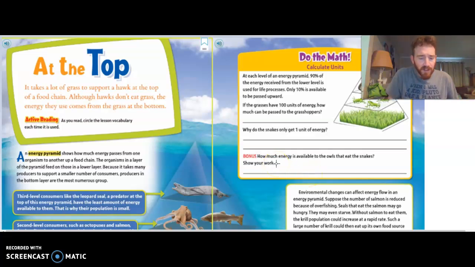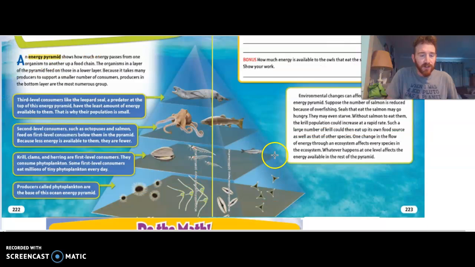But on page 222 and 223, you should just have your book open, and we're just doing these today. First of all, really like this one, an ocean energy pyramid. And we can make a food chain all the way up here, and we see our producers, like in this case, phytoplankton, which is kind of like algae and things that are plant type organisms that are in the ocean that use photosynthesis to create energy and start the whole food chain.